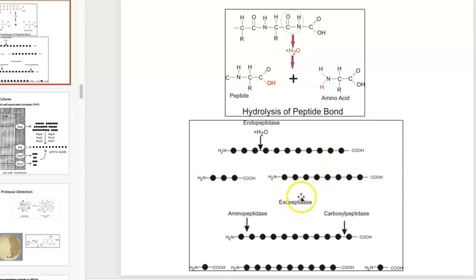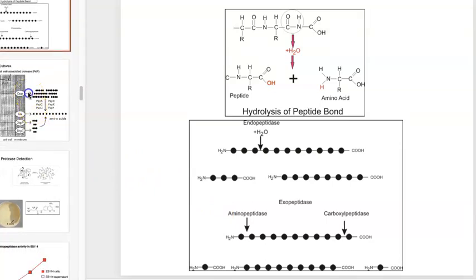An exopeptidase, on the other hand, can be broken into two categories. It breaks the immediate peptide bond that's just next to the terminal amino acid. So a carboxypeptidase cuts at the peptide bond at the carboxy terminus, and an aminopeptidase cuts at the peptide bond at the amino terminus. And so in the lab, down the road, we'll be working with an aminopeptidase.